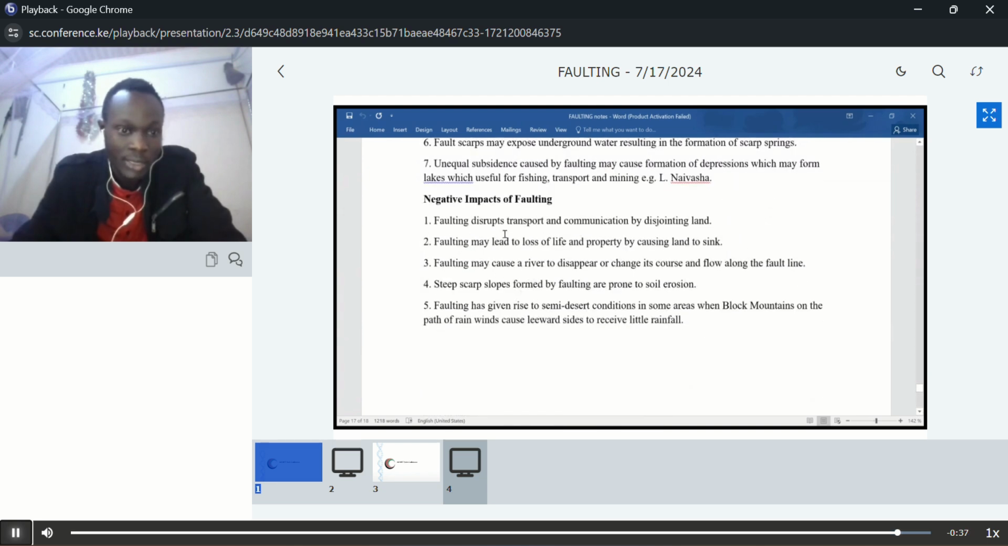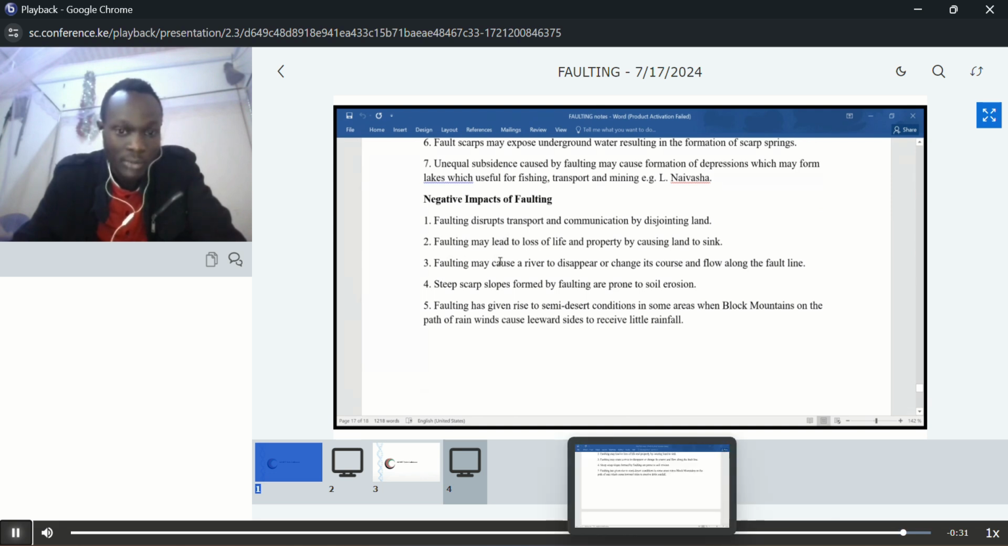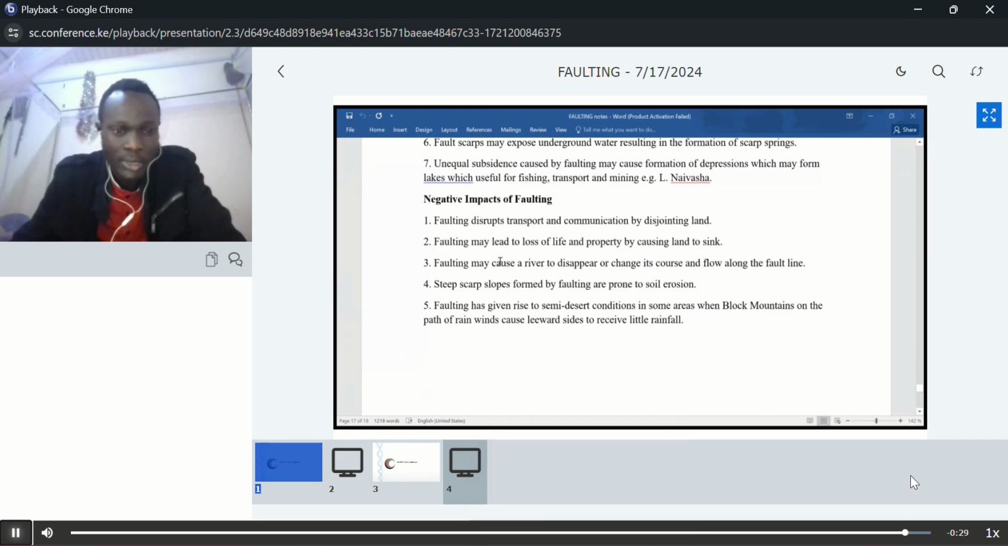We have the negative impacts of faulting. Number one is that faulting disrupts transport and communication by disjointing land. Number two is that faulting may lead to loss of life and property by causing land to sink. Faulting may cause a river to disappear or change its course and flow along the fault line. Steep scarps formed by faulting are prone to soil erosion.